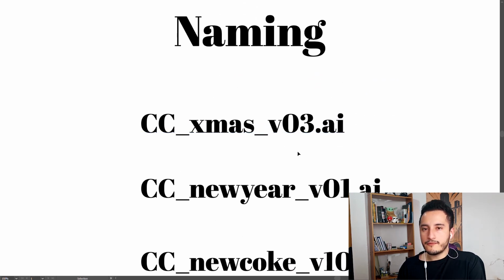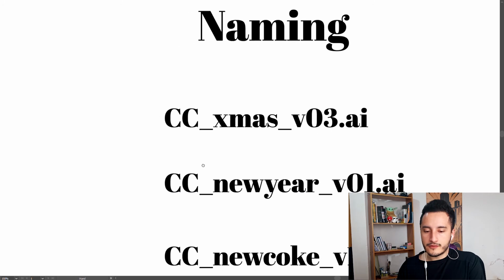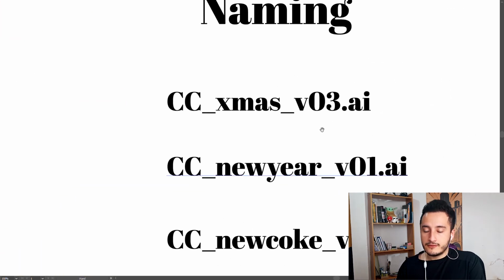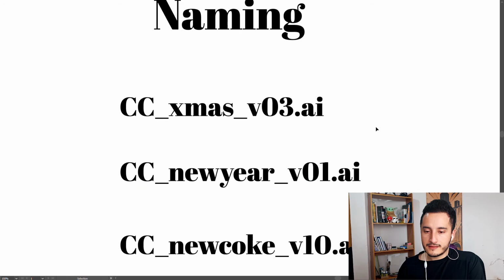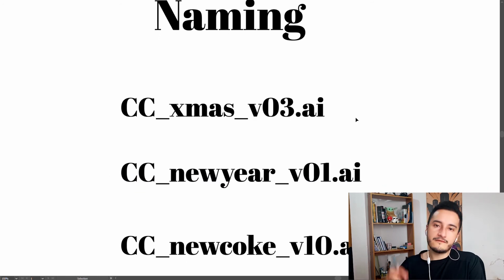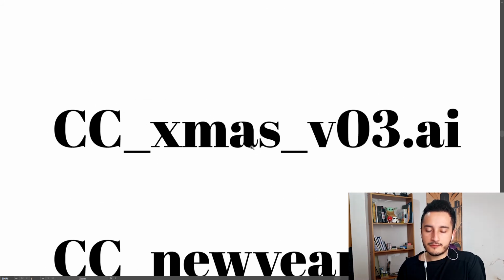Finally, I'm going to talk about naming the files of your design folder. It is important that you name them in a specific structure. I have it like this. For example, in the Christmas project, I have CC, which stands for Coca-Cola, underscore Christmas with a short descriptive title, underscore v03.ai. .ai of course is the Illustrator extension, but v03 is version 03.